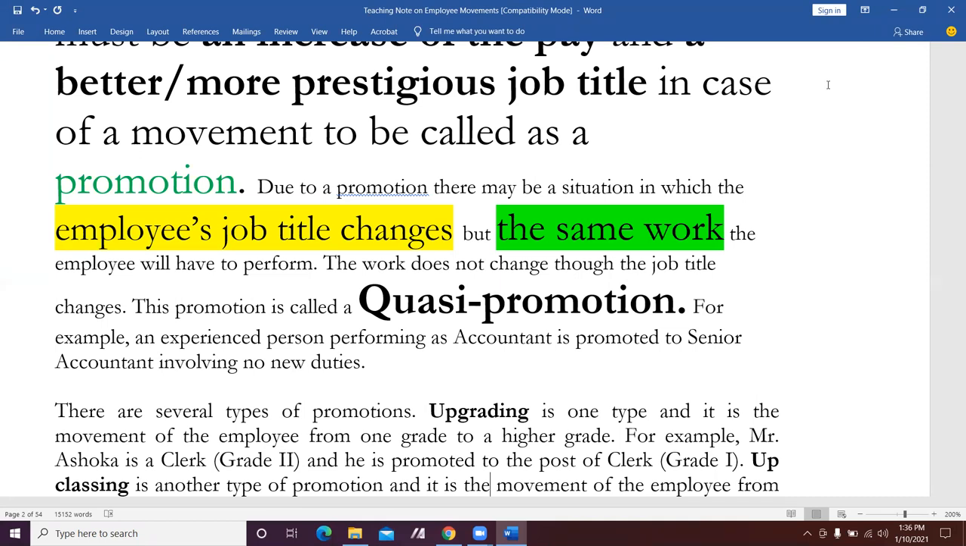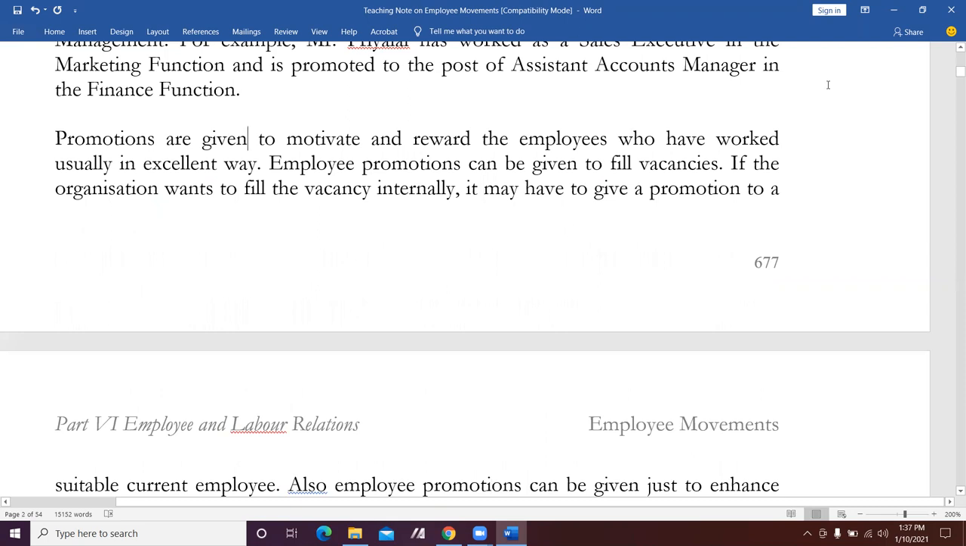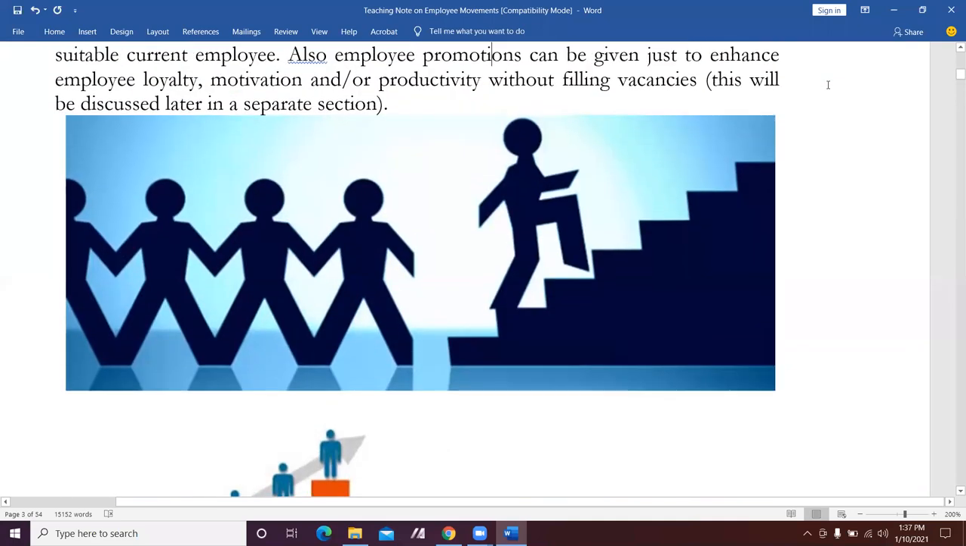Especially in order to increase the opportunities of promotions, good organizations use quasi promotions. Also, there is something called upgrading, so you can understand. Then upclassing, promotion from within the same functional field, also promotion to a different functional field. Right. Okay. So have a look at this picture, so you can see. These people did not get the promotion. This person got the promotion. Now moving towards the highest point of the profession.